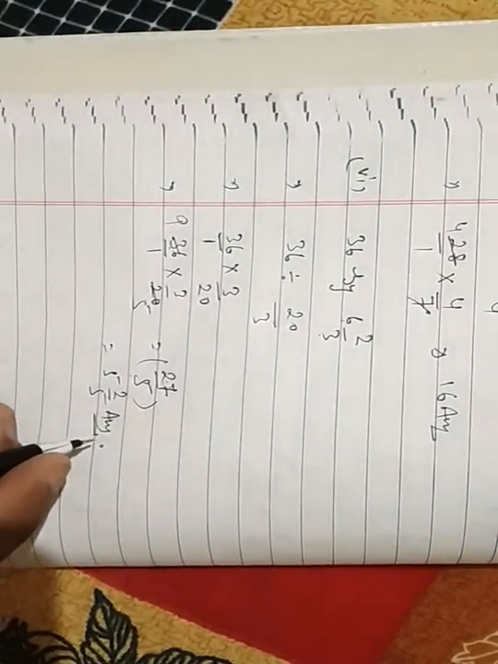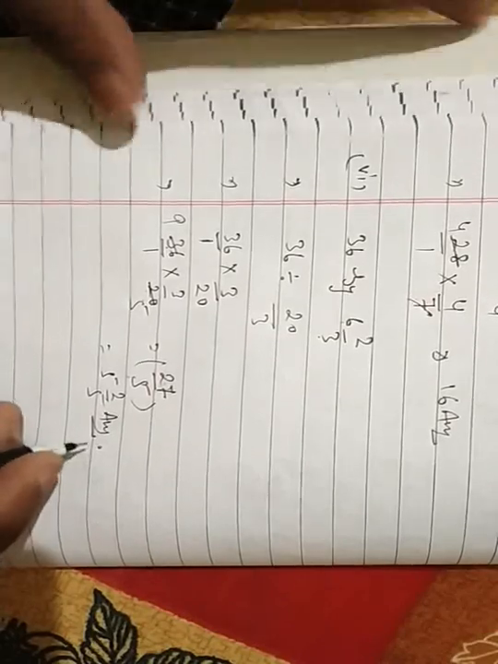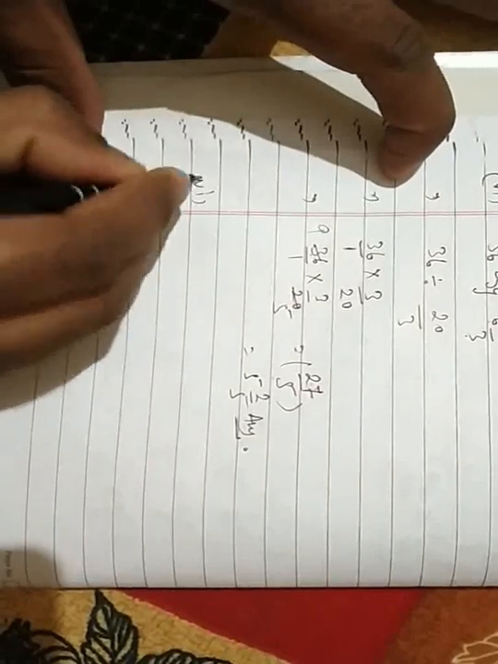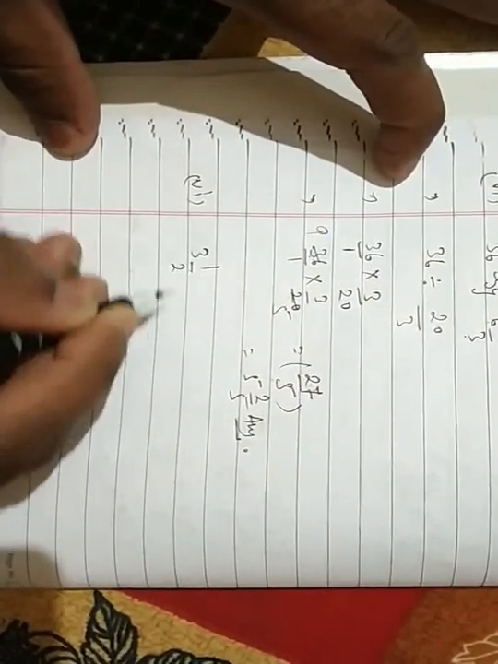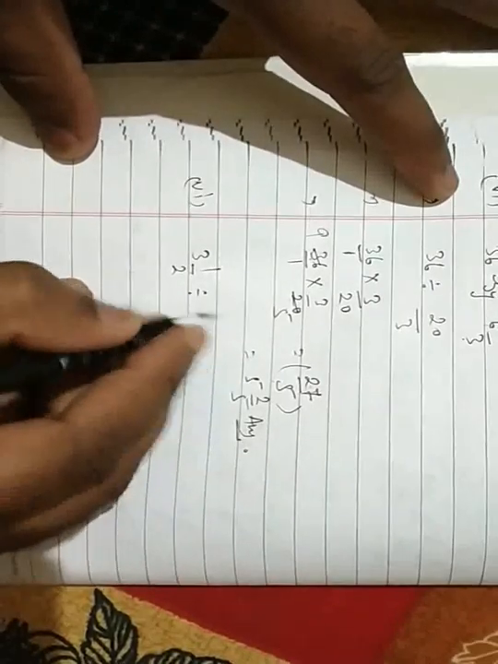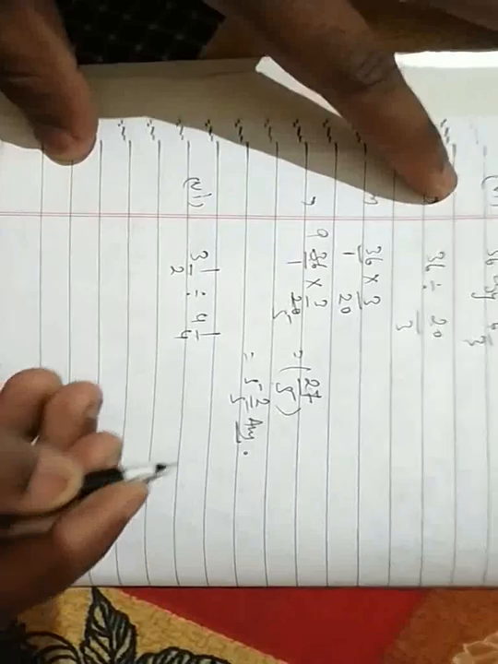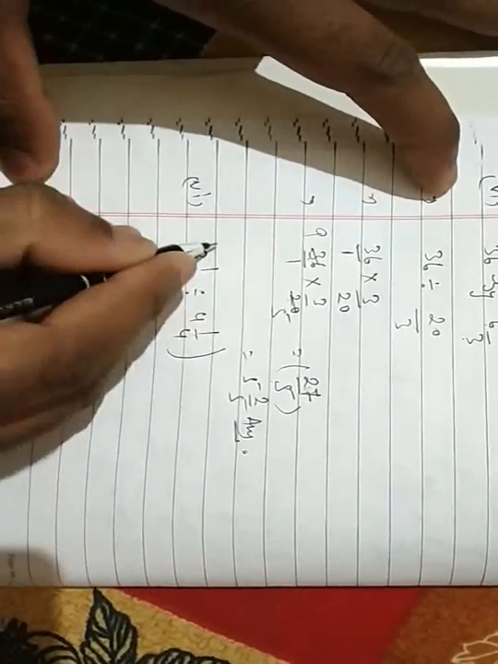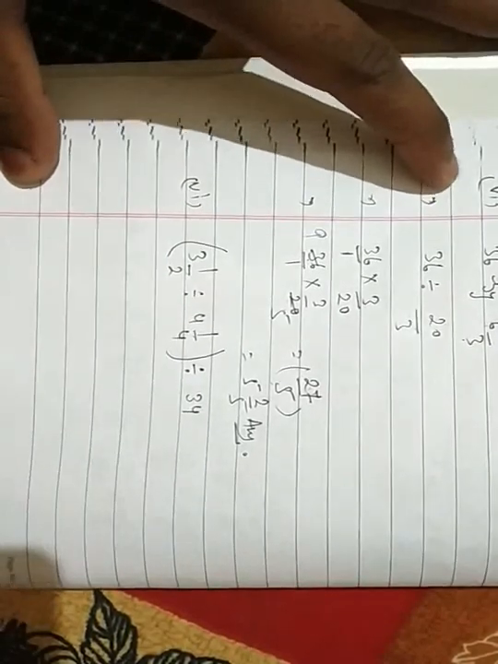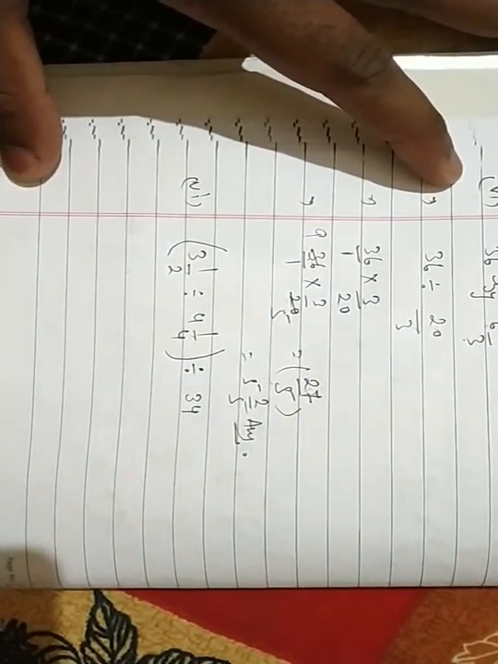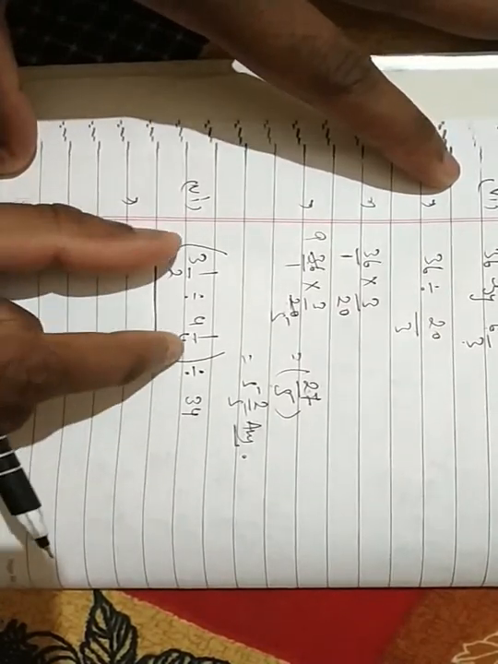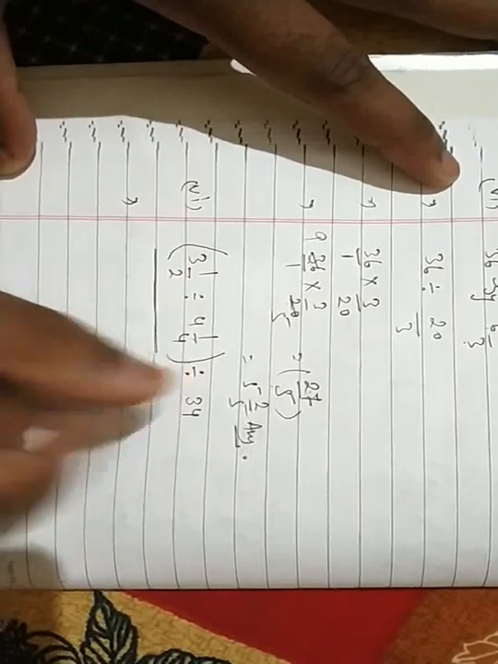I hope you all are getting it. Let's take one more example, a different type of example. 3 integer 1 by 2 divided by 4 integer 1 by 4, this whole divided by 34. How will we solve this type of question? Since there is a bracket over here, first of all we will solve this particular bracket and then we will move on to the right side.